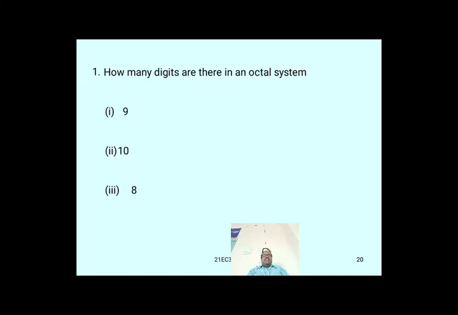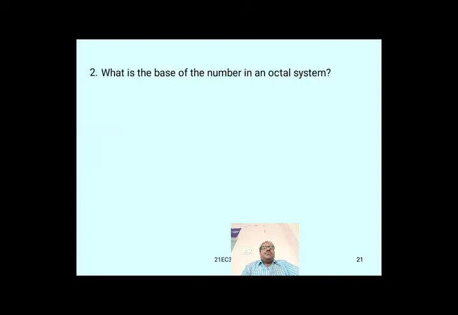Yes, the answer is 8. How many digits are there in the octal system? It is 8. Good. Next, what is the base of the number in the octal system? What is the base?